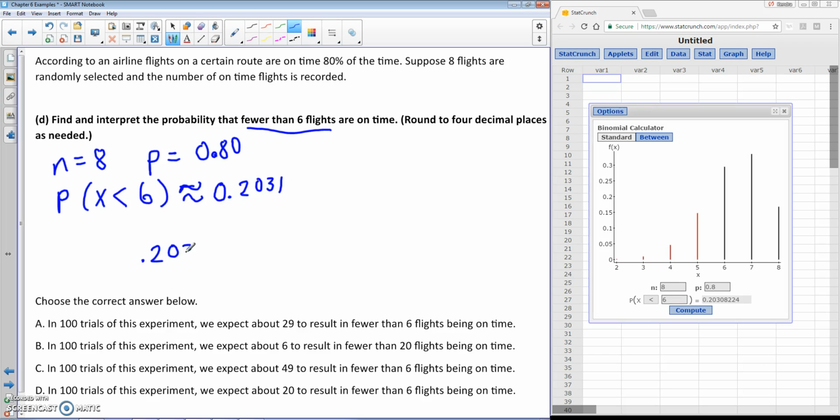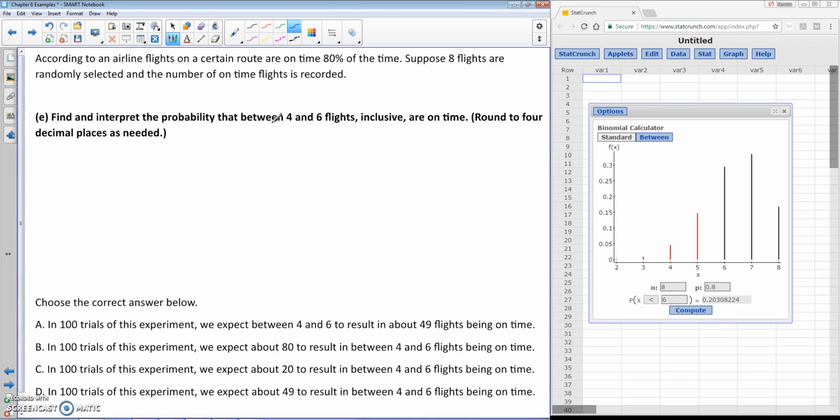Again, we're going to multiply by 100 to help us interpret. And we're looking at about 20 of the trials. So we would expect about 20 of the trials and experiments to result in fewer than 6 flights being on time.